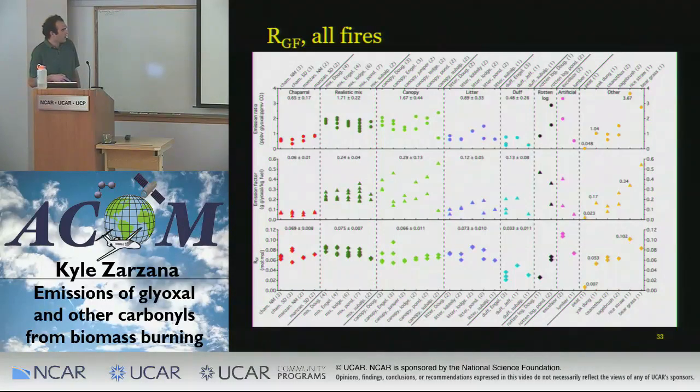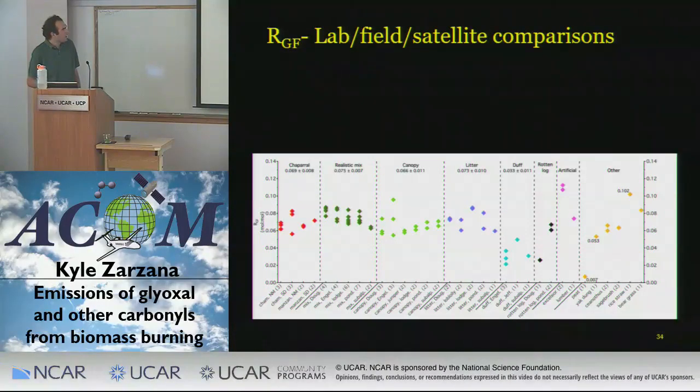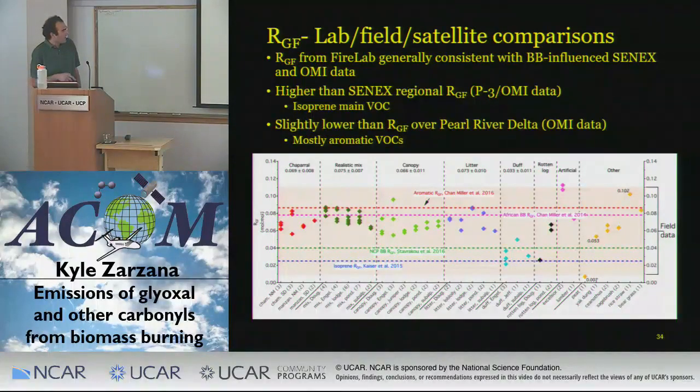Peat is still very low. It emits basically no Glyoxal relative to formaldehyde. And comparing this to the satellite measurements, so again, here's the ones we measured in the fire lab. The shaded area is the range of the field data, generally in good agreement. The isoprene RGF that was measured in SENEX is down here in the blue, and we're much higher than that. This is about 2.5%, and we average 6 to 7%.